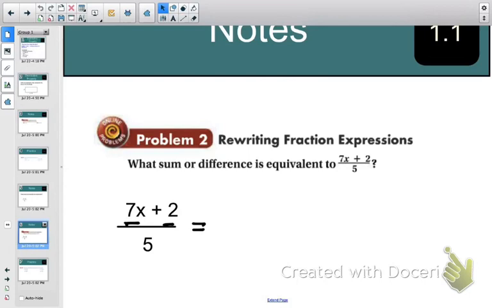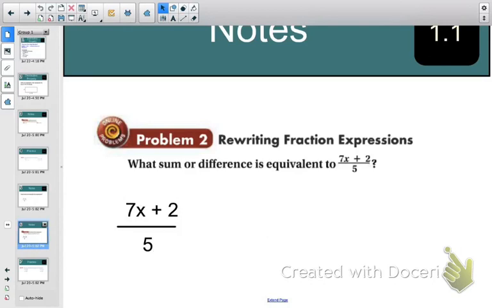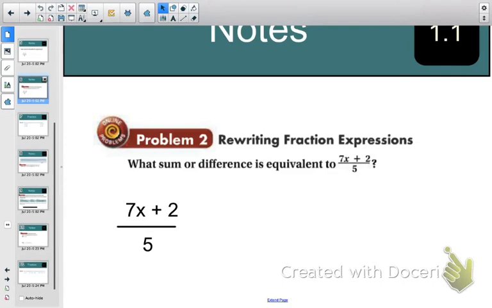So I'm going to do the same thing. I'm just going to divide everything by 5. So 7x over 5. So that's this part. Plus this part. 2 over 5. Okay, so those are the same thing. I could even write it as 7/5 and put the x in the front like this. Plus 2/5. Okay, so either of those is the same thing. All three of these. That's what it means when it says write the sum or difference. Sum means plus, difference means minus.